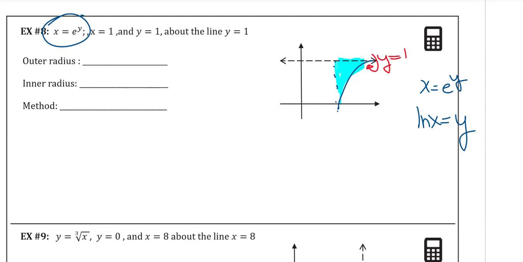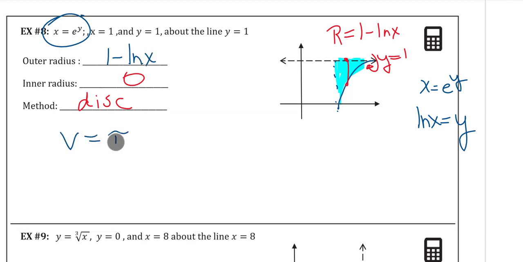So we actually have a disk here. We're not going to have a gap, and so our outer radius is going to be just this distance right here, which is our 1, our y equals 1, minus our function, which is ln of x. Okay, and our inner radius is going to be 0 because we're up against the axis of revolution, so we don't have an inner radius. So this becomes a pretty simple integral to do in the calculator.